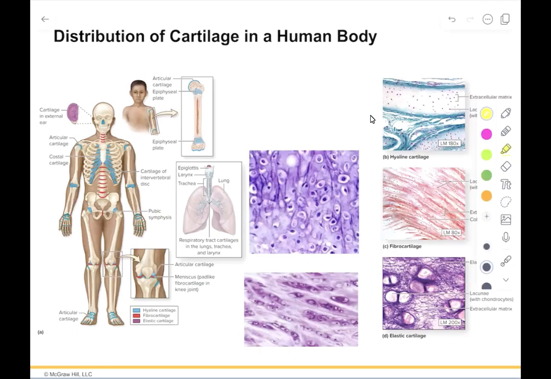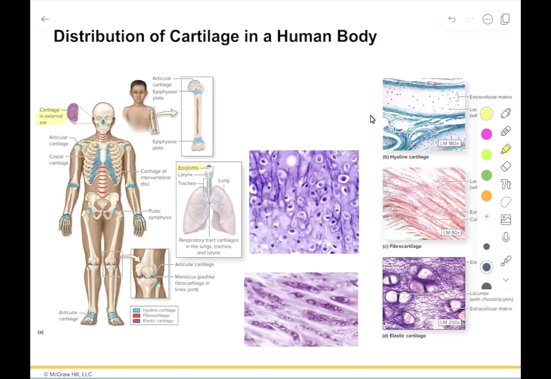So let's take a look at where some of these cartilages are actually located. There's cartilage in the external ear, which is elastic cartilage. And you can see by the key at the bottom of this figure, the color shows you what type of cartilage it is. So the elastic cartilage is in a lavender or purple color, which would be the elastic cartilage in the external ear here. Also, it's found in the epiglottis. So there are not as many examples of elastic cartilage.